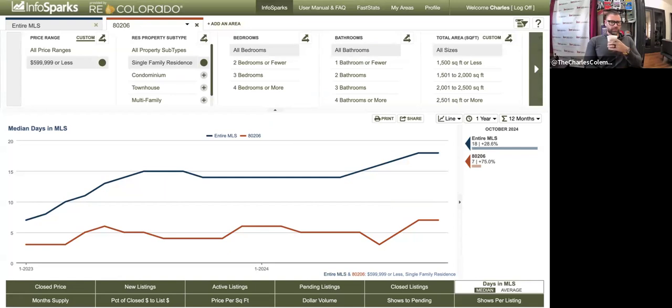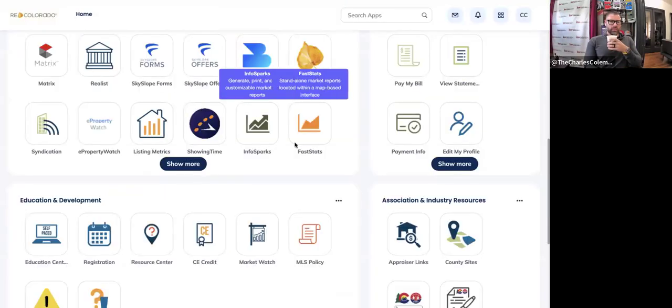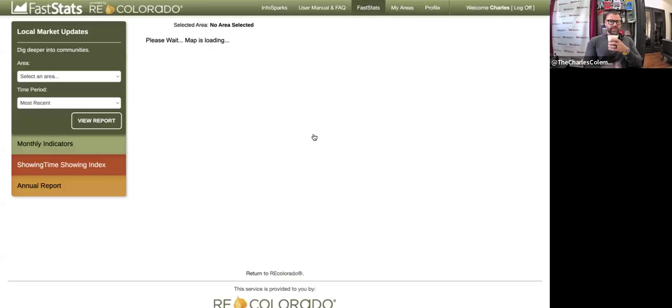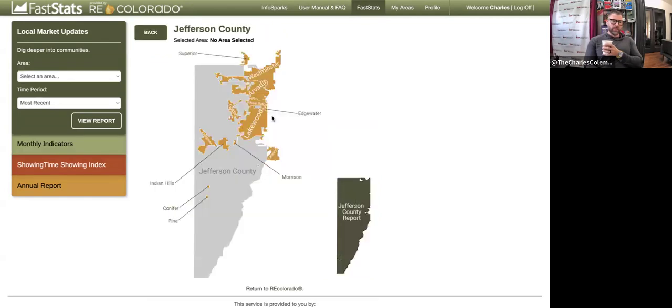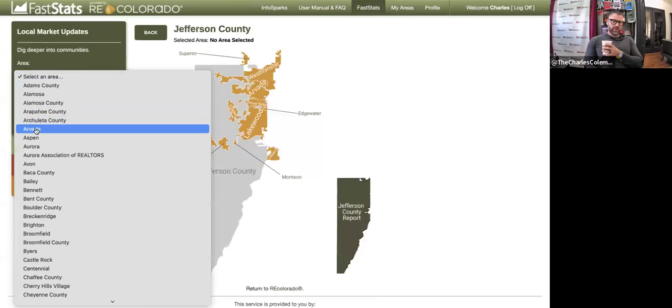Yeah, you're welcome. We also have Fast Stats. So Fast Stats is a little bit different. This is what it looks like when you pull it up. And we can go and look at information by a couple different areas. So obviously, I'm choosing Jefferson County, and we can go a little bit deeper and we'll say Arvada.